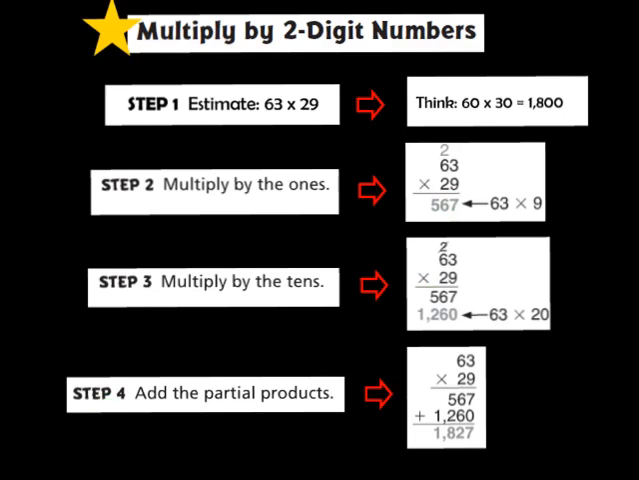Step 4, I need to add what are called the partial products. So I'm going to add my two partial products together, and that takes me to my product, which in this case was 1,827. What I know is that product is close to my estimated answer of 1,800, so that tells me that my answer is reasonable.